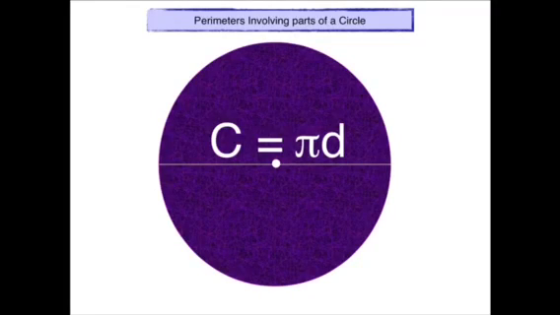We know that with a circle, if we multiply pi by the diameter, we get the circumference. That's the whole way around the outside of the circle. But sometimes we're asked to find the lengths or the perimeter of shapes that involve parts of the circle. So that's what we're going to look at today.